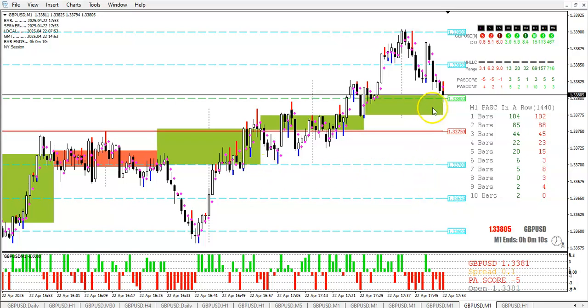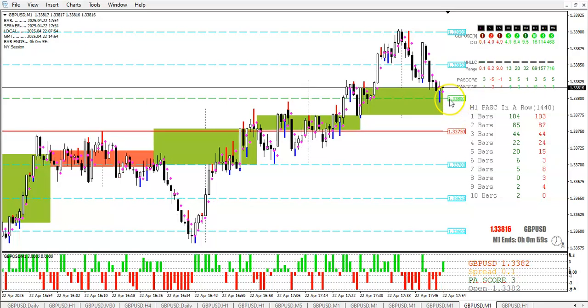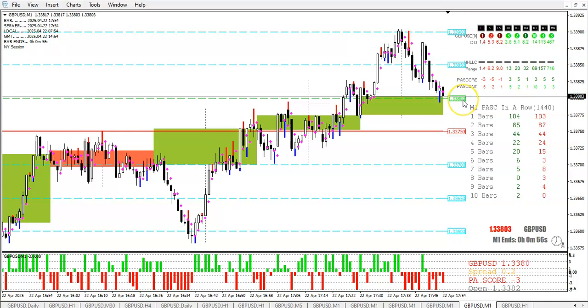So that's pretty much it on the price action score. And you can see here the blue bars, or blue wicks, are starting to come in, bouncing off or crisscrossing this 3380 level.